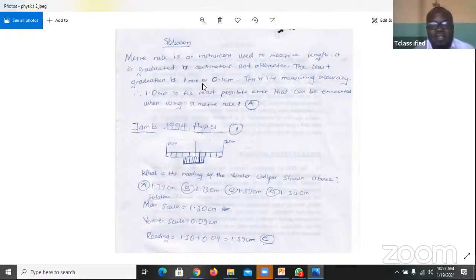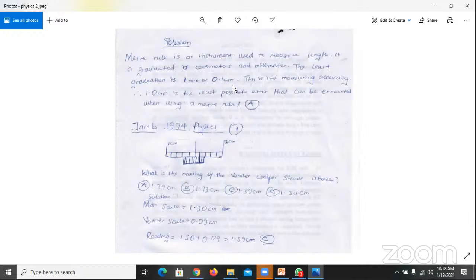Yes, sir. Good. So we did that yesterday. So that is the accuracy to which a meter rule can measure. So this is measuring accuracy. So you can say it's 1.0 millimeter or 0.1 cm. Okay, so that is the answer. Good, that is the answer.